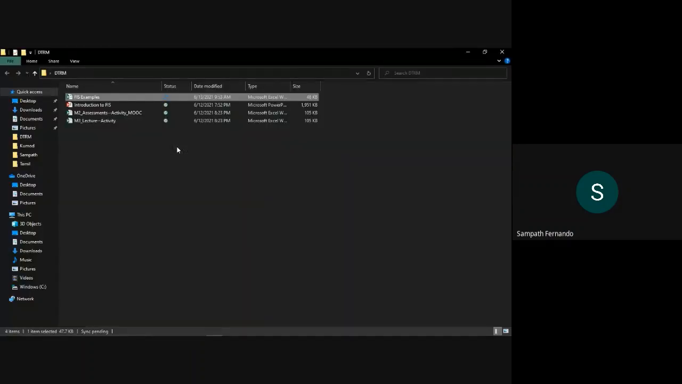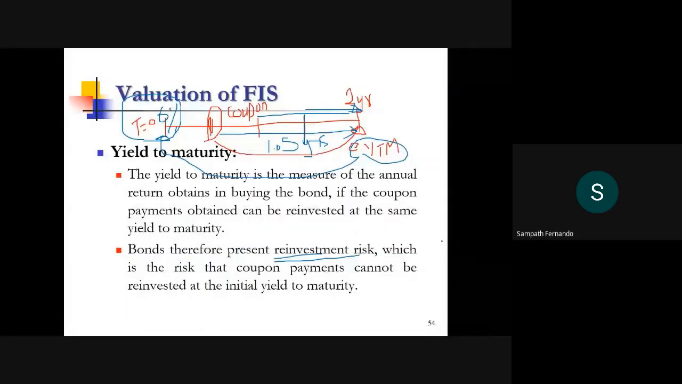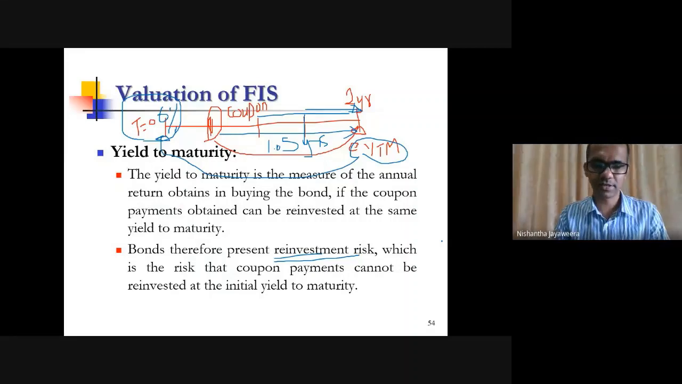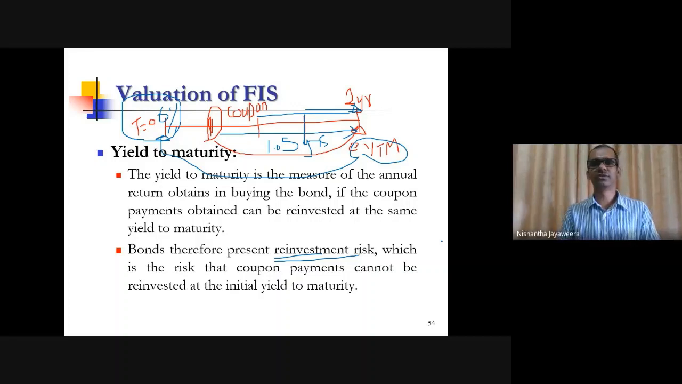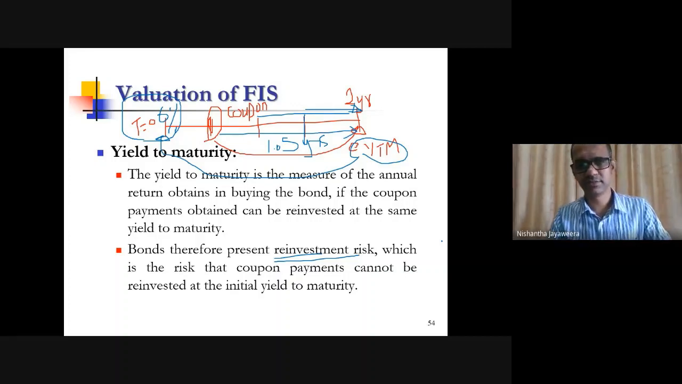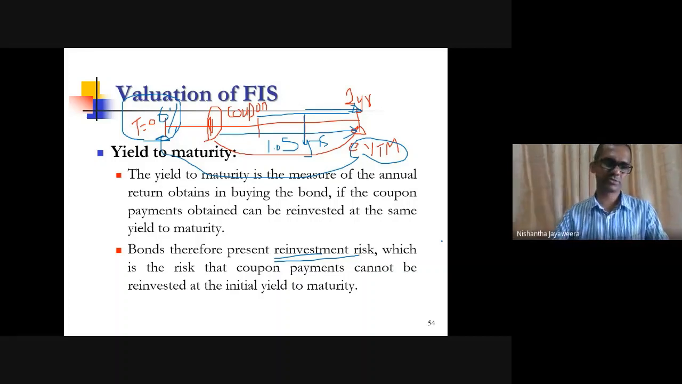Sir, in the bonds, is there any option to capitalize the interest? In the bonds, don't we have the option to capitalize the interest? No, no. We ultimately have to take the coupons. You can't capitalize this. It's interest income or interest payment. Okay.